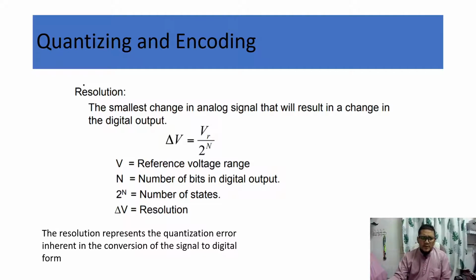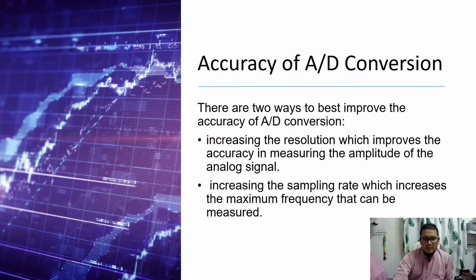Okay, and then for quantizing and encoding, based on the resolutions, the smallest change in analog signal that will result in the change in digital outputs. So this is the voltage resolution, equal to voltage reference, which is the range of V maximum minus V minimum, divided by 2 power of n. So the resolution represents the quantization error inherent in the conversions of the signal to digital forms.